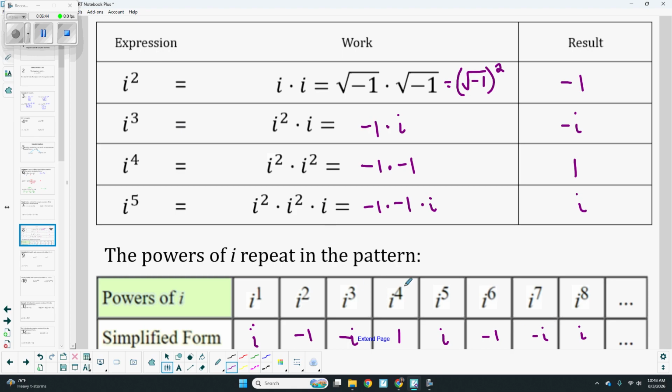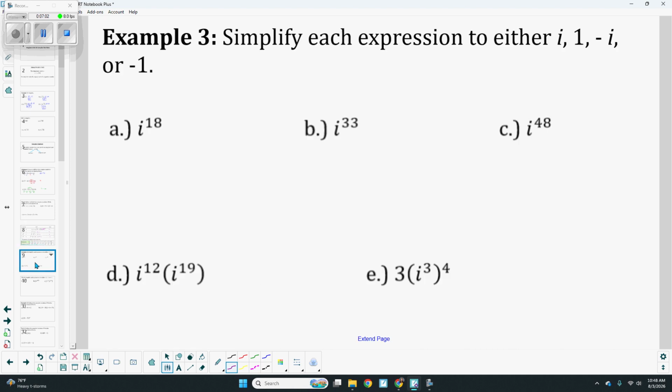So if you can remember this 4 here, right, and obviously 4 going into 4 would go in evenly, so the remainder here is really 0. This would be our pattern, right? Remainder of 1 is i, remainder of 2 is -1, remainder of 3 is -i, remainder of 4 is 1. So let's simplify each of these expressions to either i, 1, -i, or -1.